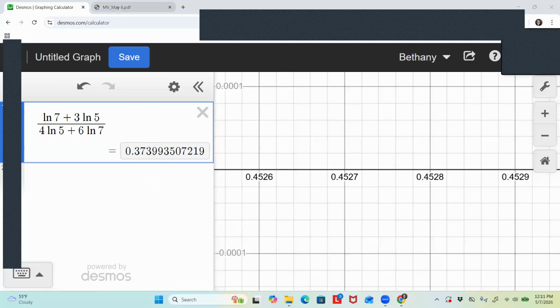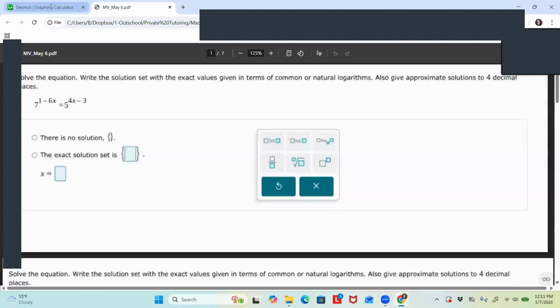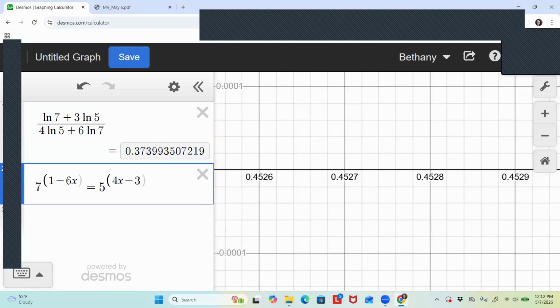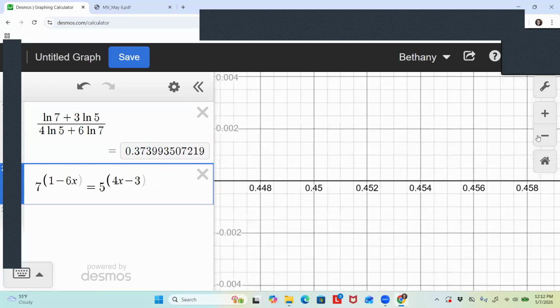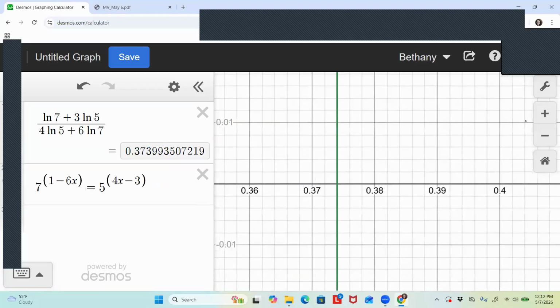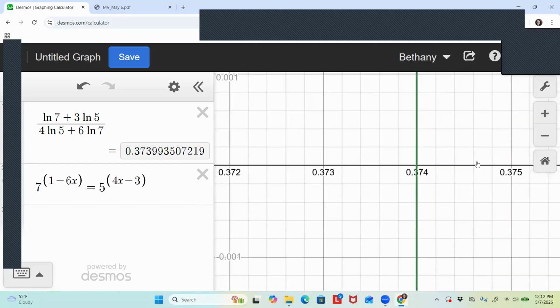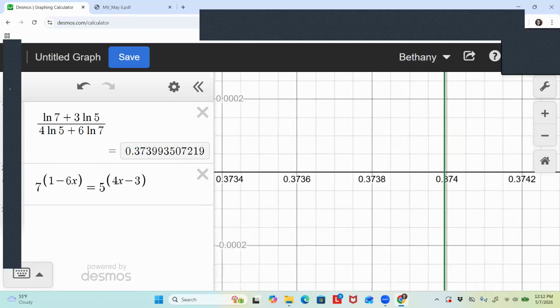Let's make sure that's right. And how we do that is just put in the original. So it was 7 to the power 1 minus 6x equaled 5 to the power 4x minus 3. And we should see a line at the answer. Yeah, okay, so zoom in. Is that 0.37, and so on? Yep. See, that is correct now. 0.374, which rounded 37 bumps to a 4. There we go. That's correct. Okay, great. Sorry for the problem solving, but we got there.